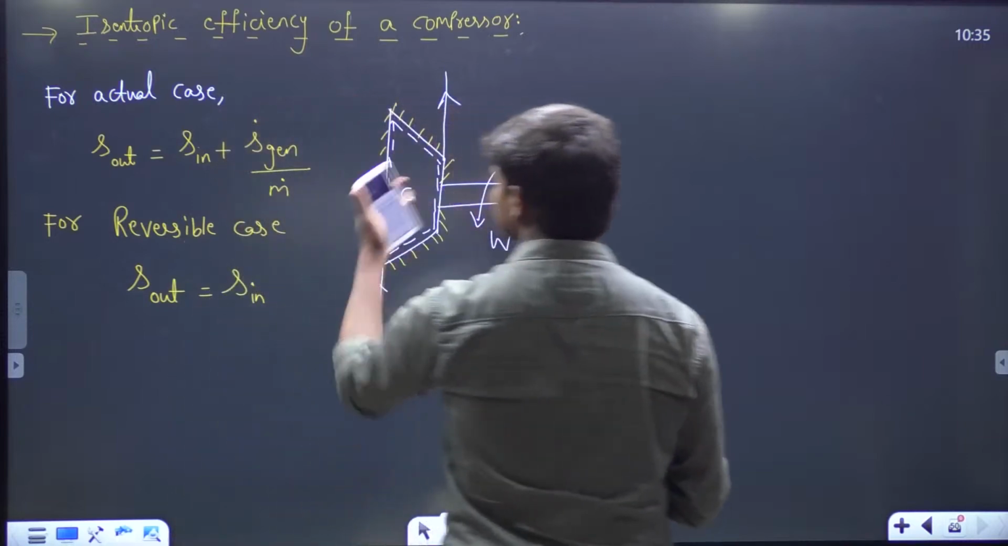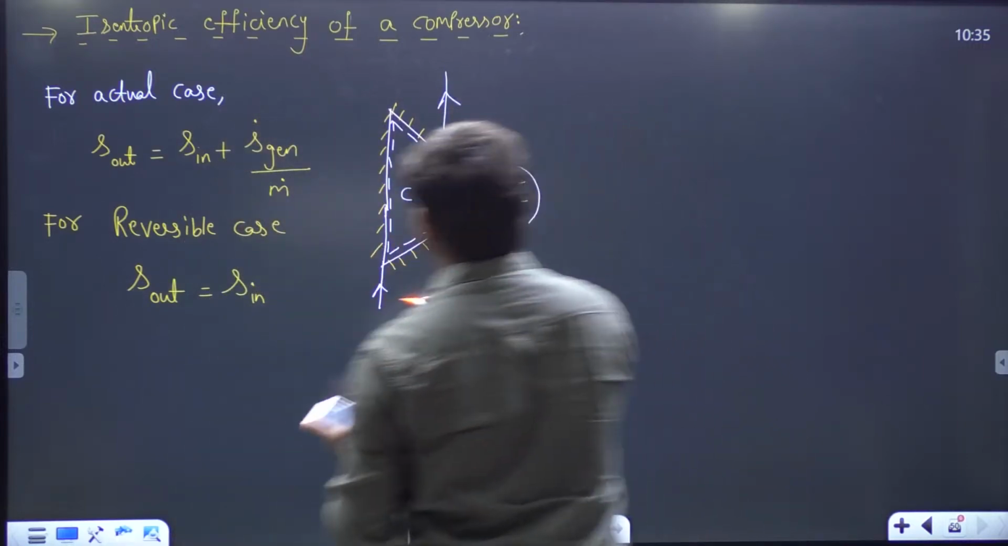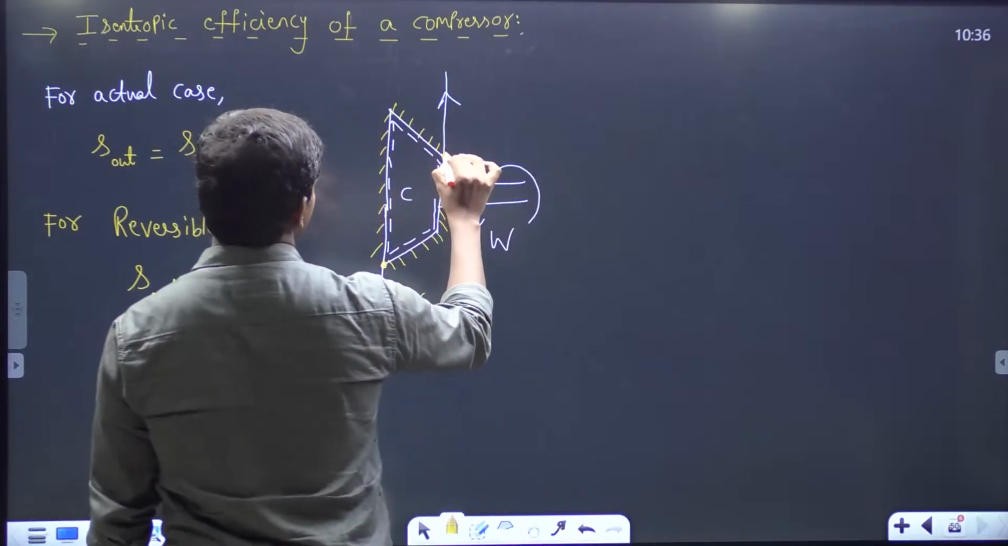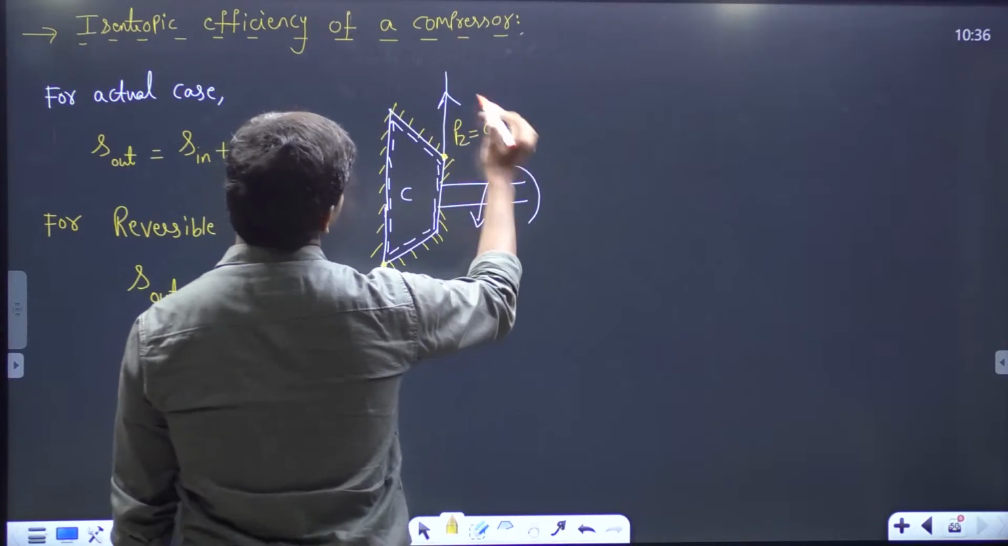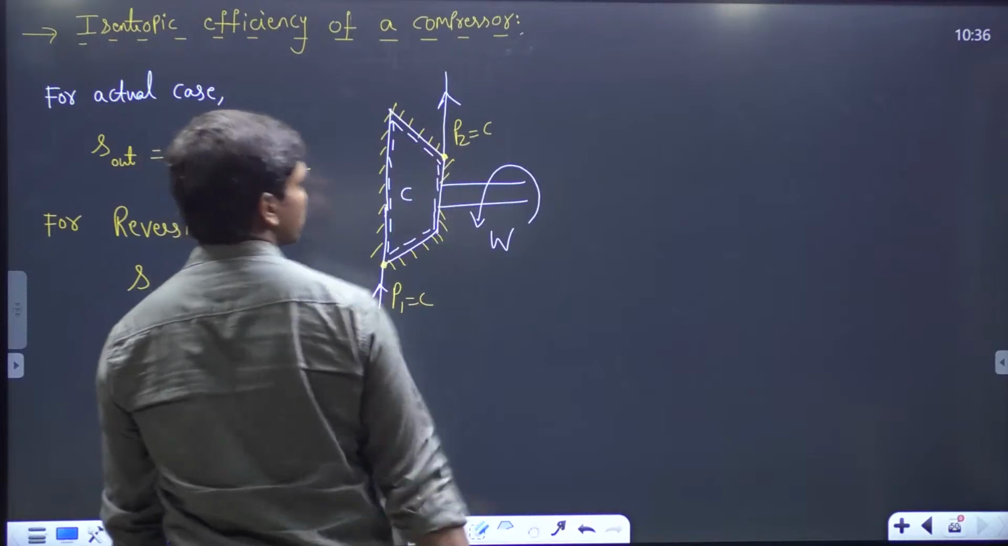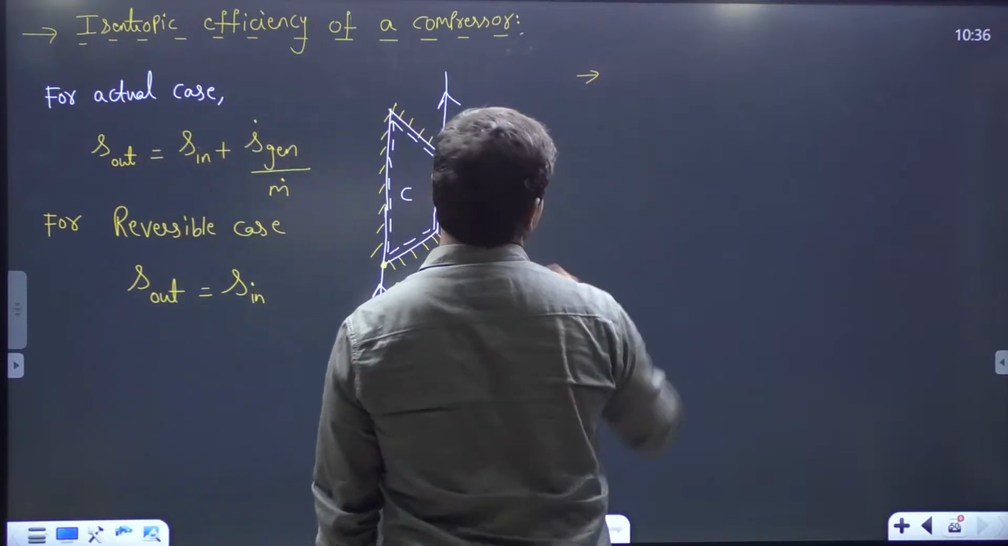So if you try to plot this process of compression, for example, if this is P1 equal to constant at the lower pressure at this junction, and at this junction let us suppose P2 is equal to constant, the purpose of this compressor is to raise the pressure of the fluid from P1 to P2. So now if you try to draw the HS diagram, see here.